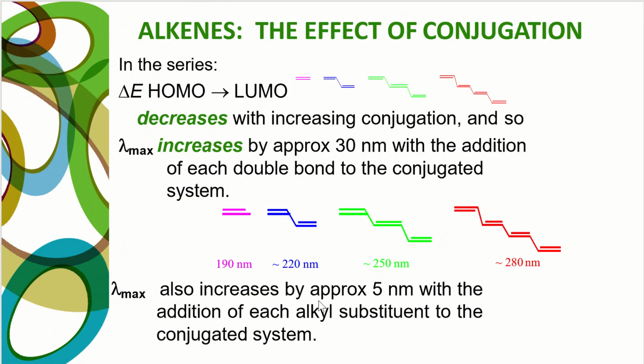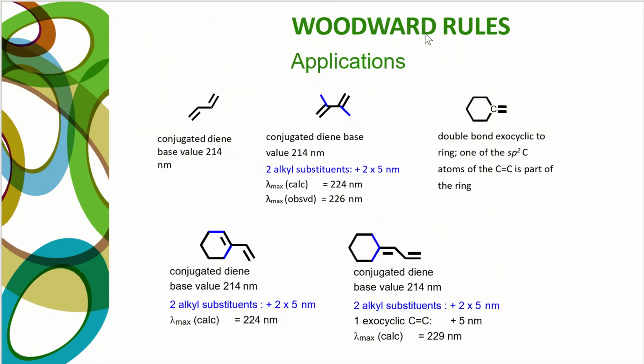So lambda max also increases by approximately 5 nanometers with the addition of each alkyl substituent to the conjugated system. So let's look at an example here. And these are considered to be Woodward rules, and this is how we apply it. So we have a base value of 240 nanometers for a conjugated diene as seen here. So when we have a molecule like this, the conjugated diene base value is 240 nanometers.